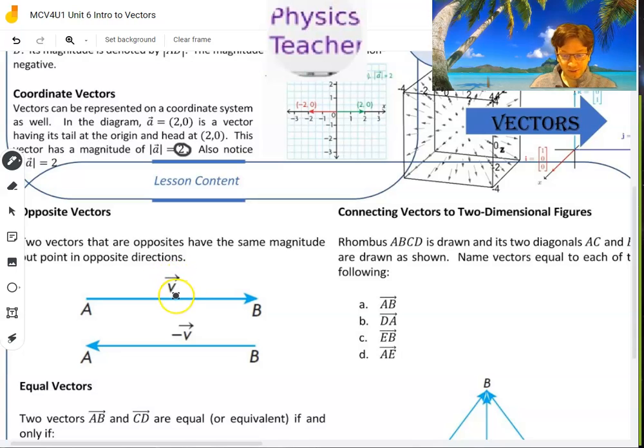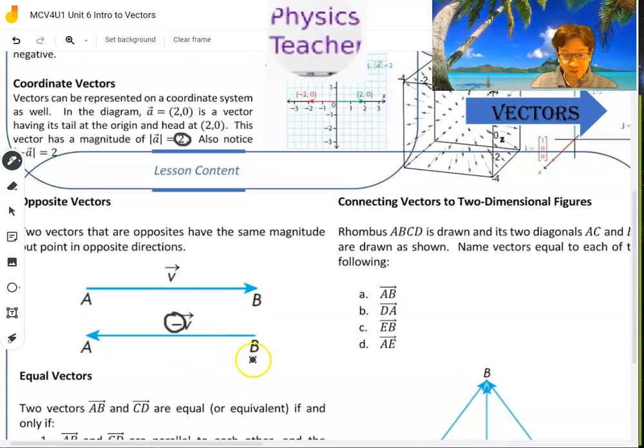Indicates a vector with an arrow. And then if you take the exact same vector but in the opposite direction, so same size but opposite direction, then it becomes a negative vector. Okay, so this would be V and this would be negative V.